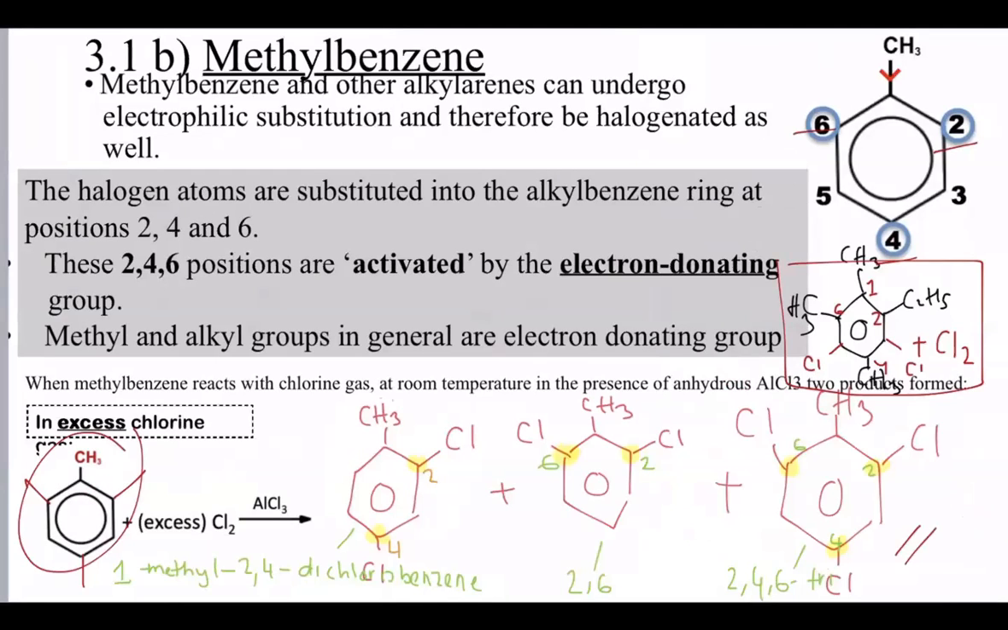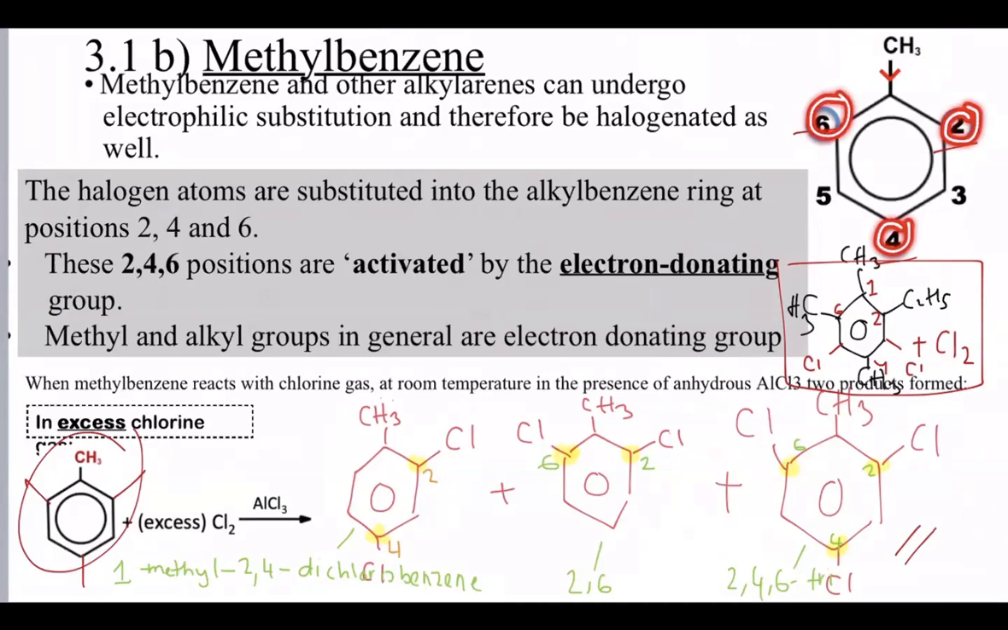And then we talked about the effect of methyl side chain on the benzene ring. You have a methyl group here, which is attached onto the benzene ring. Once the methyl group is attached, it has this electron donating effect. Or another way to look at it is it activates the 2, 4, and 6 position.